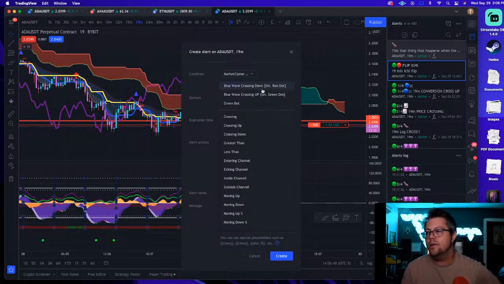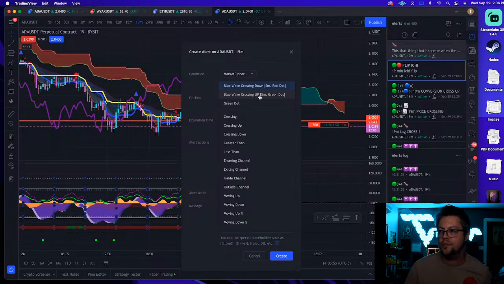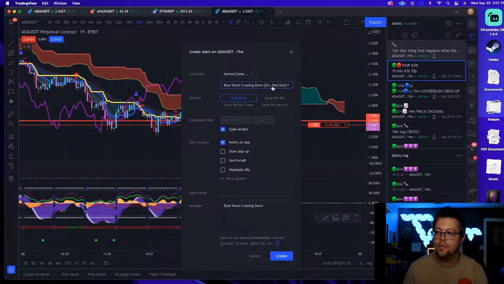Now under here, they have some more advanced options, specific to Market Cipher, I believe. So you can do a green dot if you want a juicy green dot, or just a red dot, or the blue wave crossing up, blue wave crossing down, small red dot, small green dot. So I think those are the ones you're looking for, Ants. And that's where you can do that one.